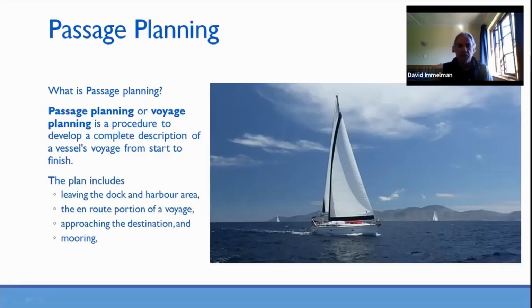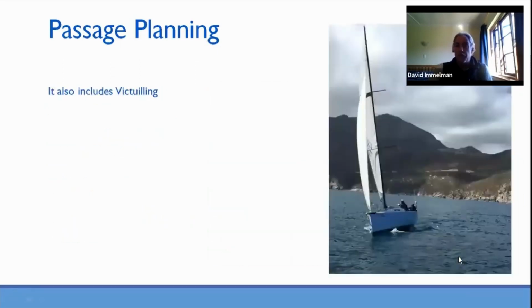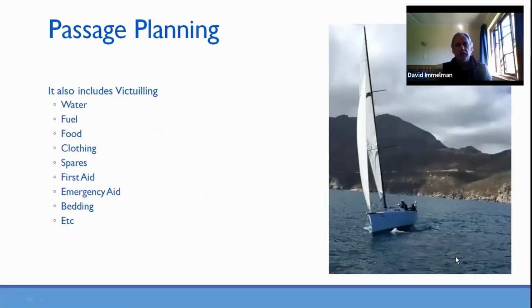So this includes leaving the dock and or harbor area, the en route portion of your passage, and then the approach and the destination and where you're mooring at the end. So all these things are going to be thought of before you go. It also includes victualling, okay? And as I said, victualling is everything you want to put on board. Water, fuel, food, clothing, spares, first aid, emergency aid, bedding, etc. All the things you put on board.